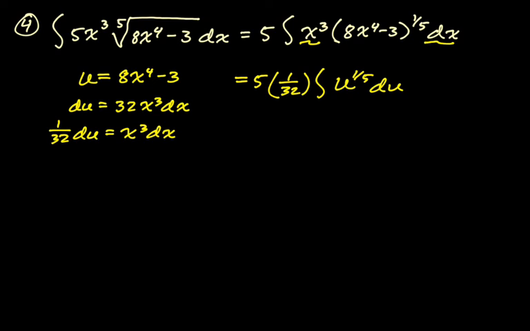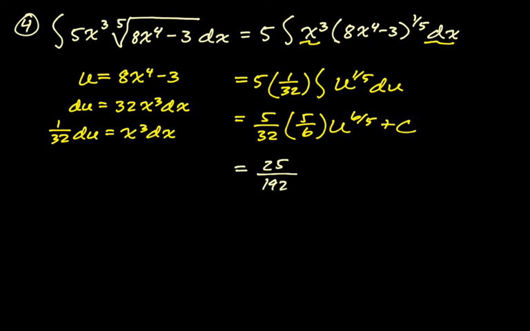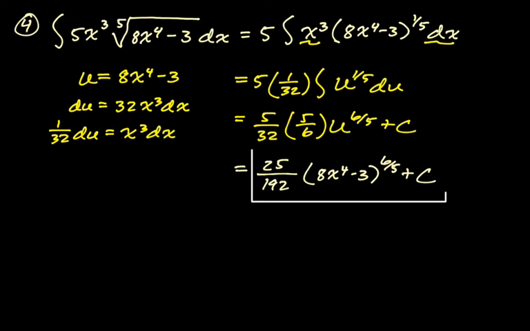All right, so we're going to do plus 1 times the reciprocal. So 5 over 32. Add 1 to the exponent, you get 6/5. The reciprocal is 5/6. And then u to the 6/5 plus c. And then we want to go back to x's and also take care of cleaning up that coefficient. So 25 over 192, and then 8x to the 4th minus 3 to the 6/5 plus c.